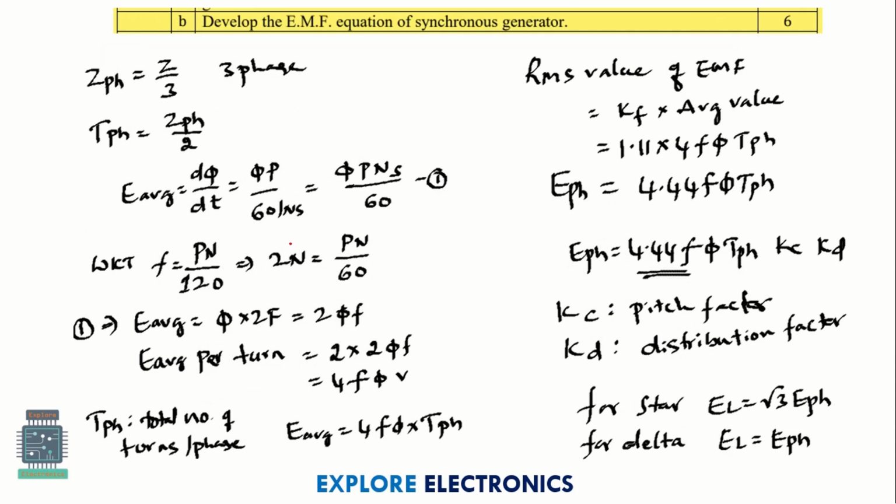Develop the EMF equation of synchronous generator. This is a derivation. So for the synchronous generator, you need to derive the expression for EMF equation. So here I have completely derived this, and you can easily get 6 marks if you read some derivations. They are very important for exam. These questions may be repeatedly asked in the examinations in previous exams also.